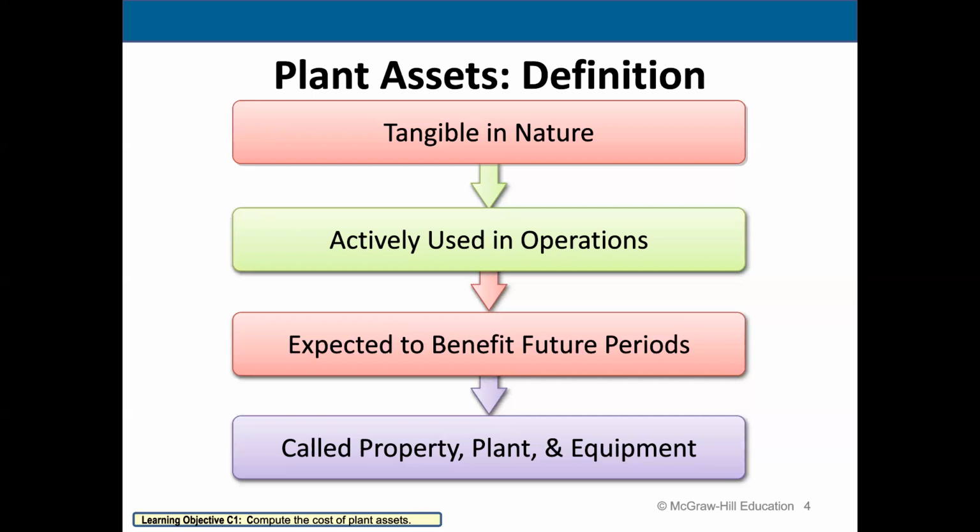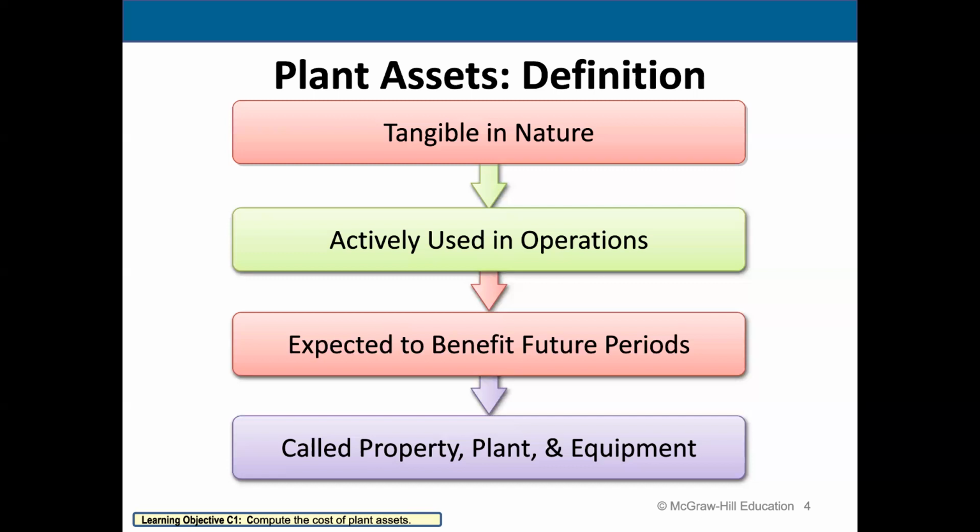It's expected to benefit future periods. So things like buildings and equipment, they're going to benefit us for more than just one year. Okay, we're going to use them for years and years and years. And so typically, at least, that's what we mean when we say expected to benefit future periods. And finally, like I said, we usually call them on our balance sheet property, plant, and equipment.